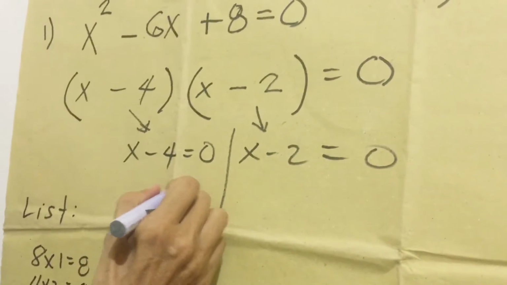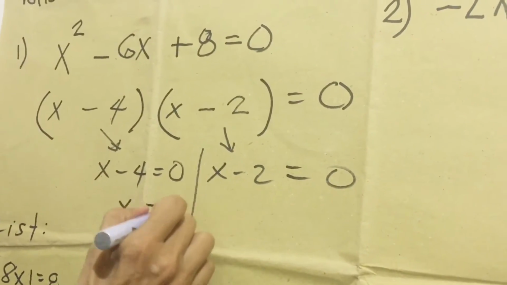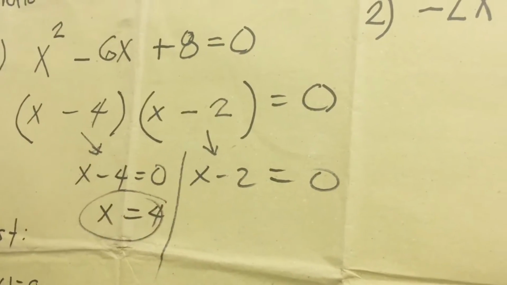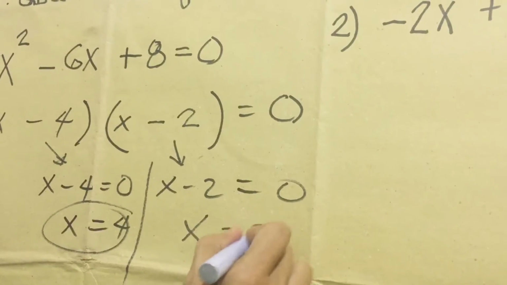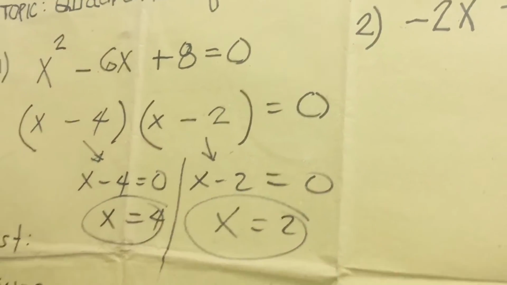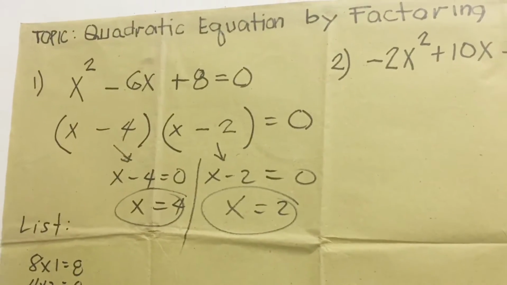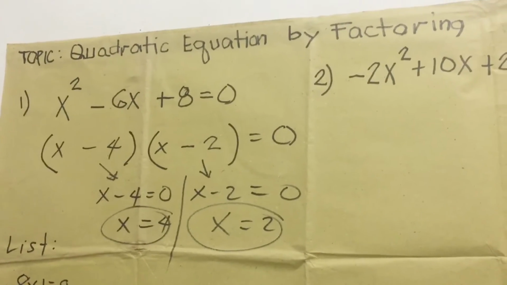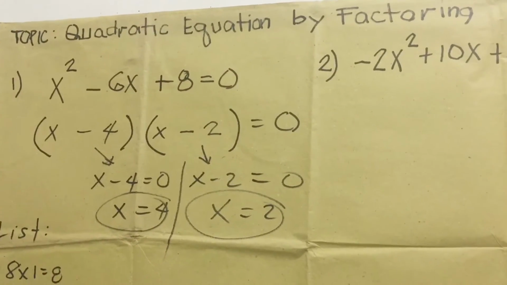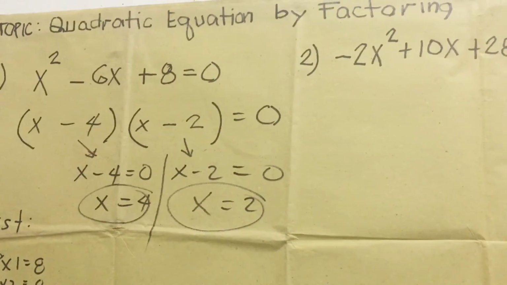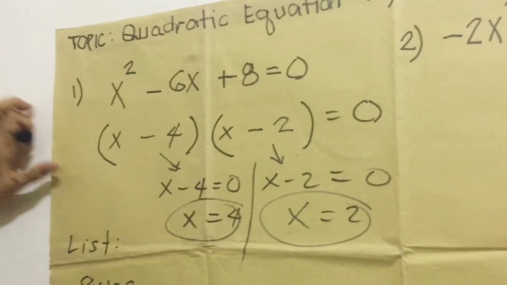Then transpose: x equals positive 4. Then transposing the 2 becomes positive 2. Then that will be our answer. In a quadratic equation we have two answers. And sometimes of these two answers, one is not an answer, and that is called an extraneous root.